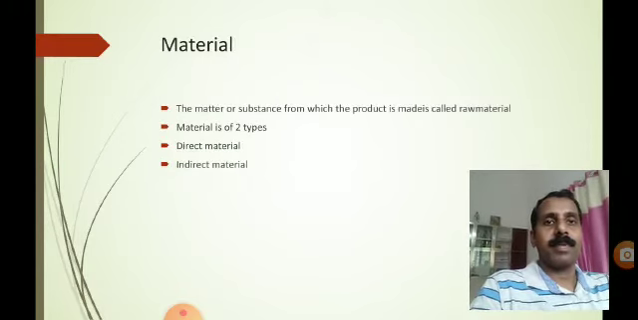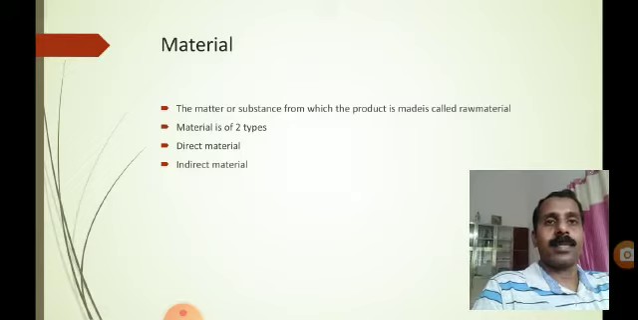What is material? Material means the matter or substance from which the product is made. Therefore, in order to manufacture a shoe, leather is required, or in the case of brick manufacturing, clay is required. Clay is the raw material, leather is the raw material, and in order to manufacture furniture, timber is the raw material. The substance from which a product is manufactured is termed the material.